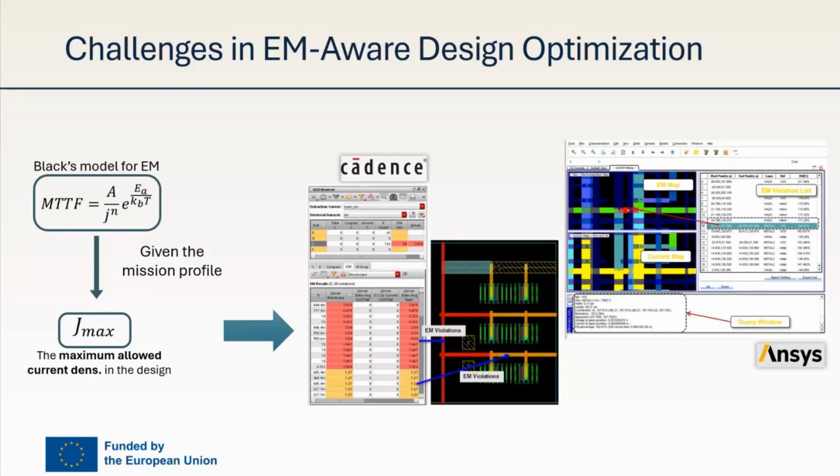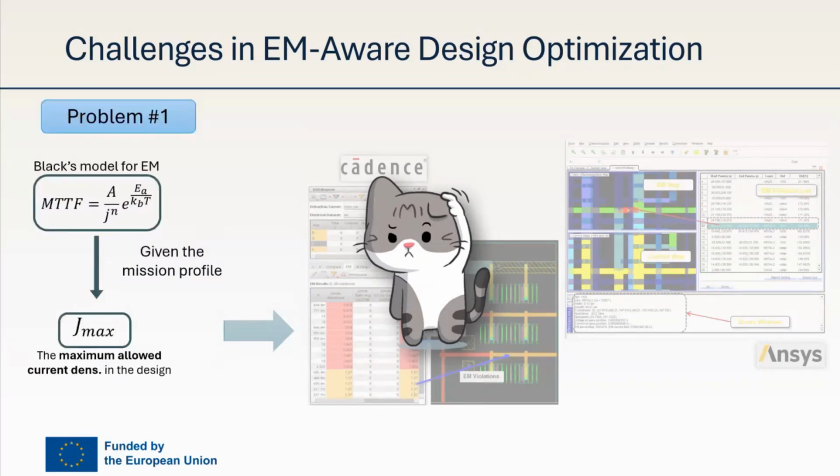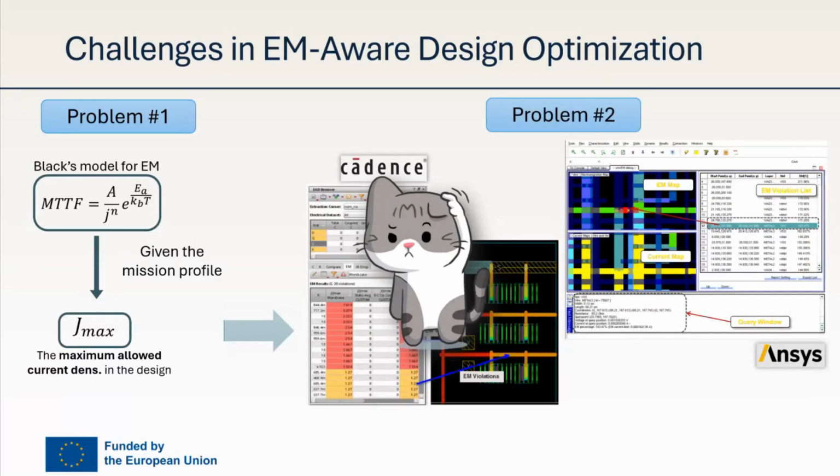For this purpose, they use tools like Virtuoso by Cadence or Totem and RedHawk of ANSYS. In case it does overpass it, they use methods like widening the widths in order to fix it, where EM violations are. But this method has a lot of flaws. And why is that? Actually, the problem lies in two parts. The first one is how we obtain the maximum current density. And the second one is how we optimize the design in order to overcome these issues.